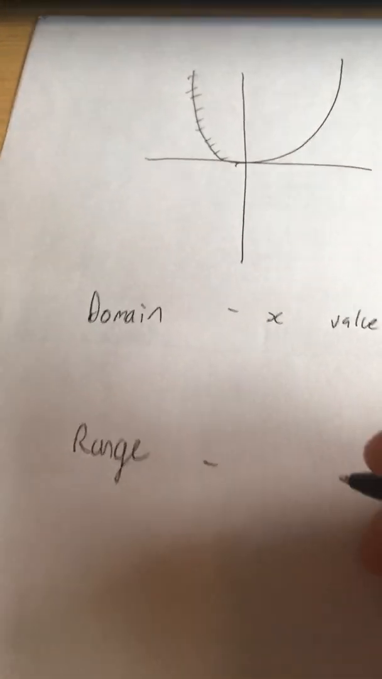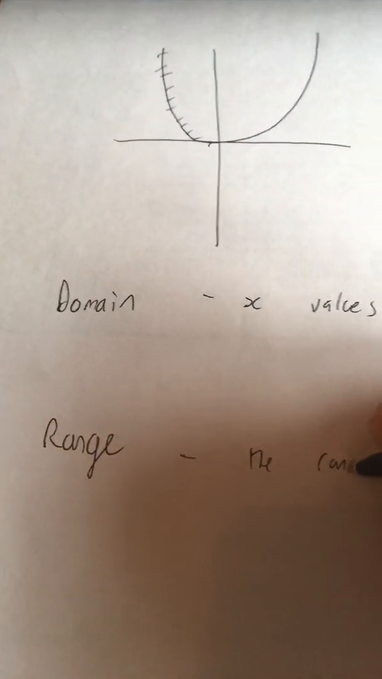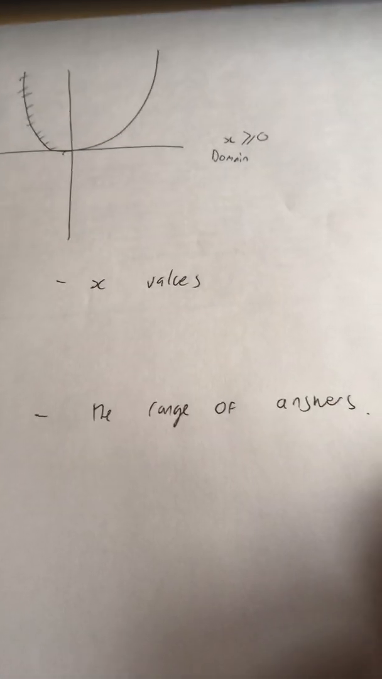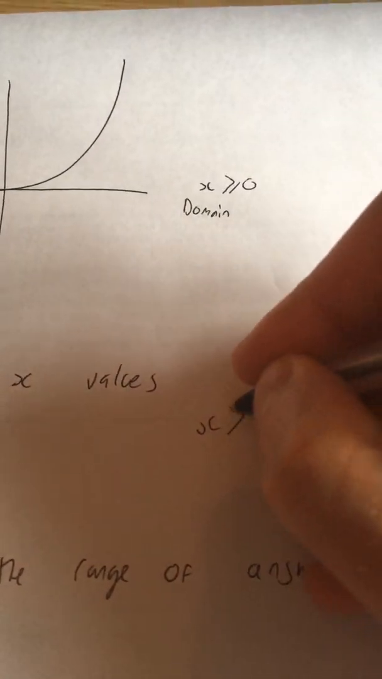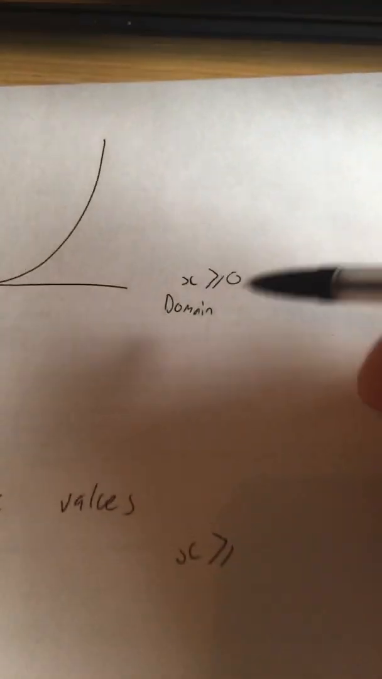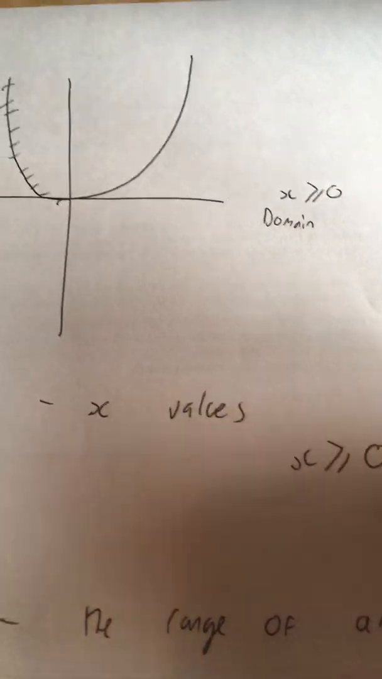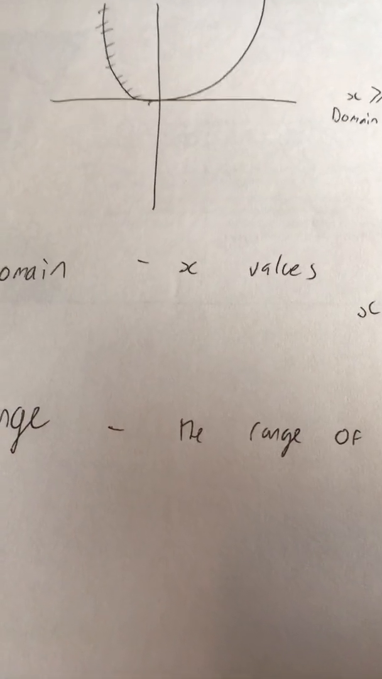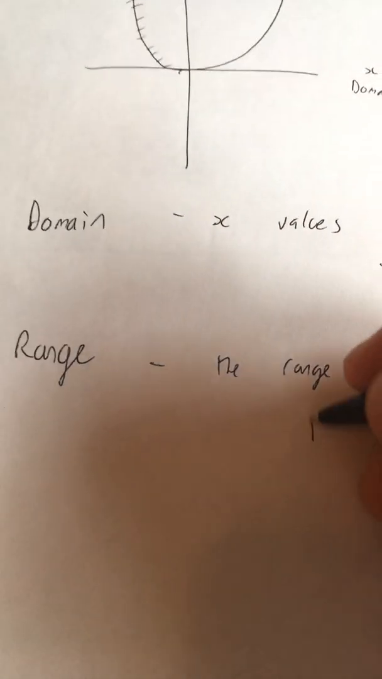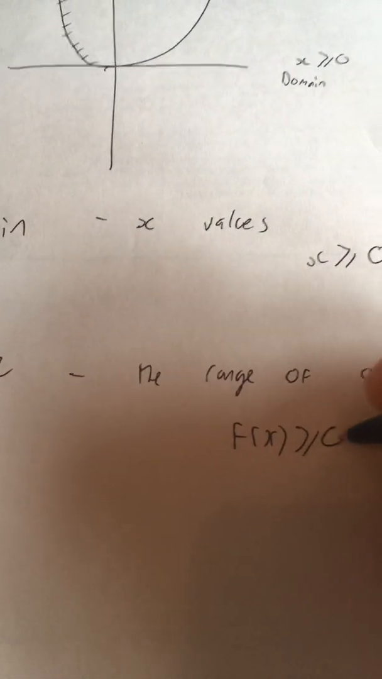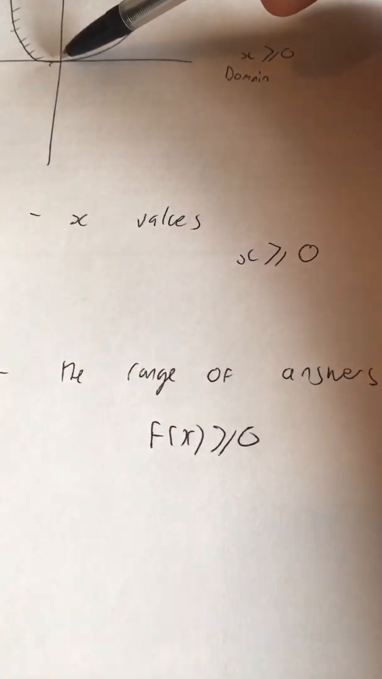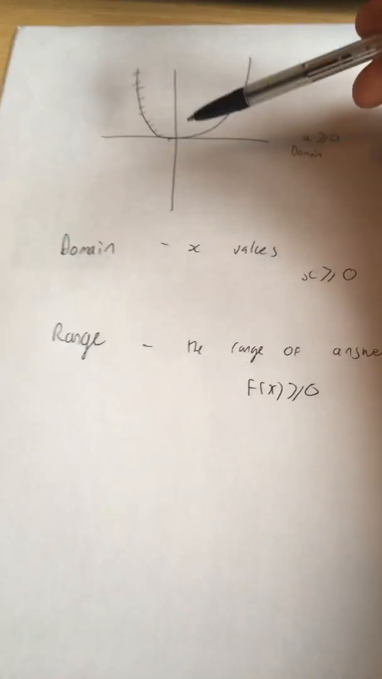The range is just the range of answers that we might get. So for a quadratic here, for this y equals x squared, where x is greater than or equal to 0, we would say that the domain is x greater than or equal to 0. The range of answers, we would say that f of x is greater than or equal to 0, because that's all the places the f of x, the y value, of what it could be.